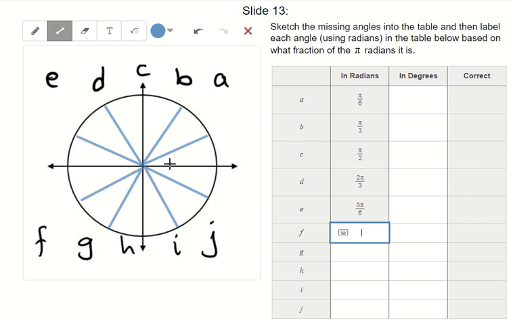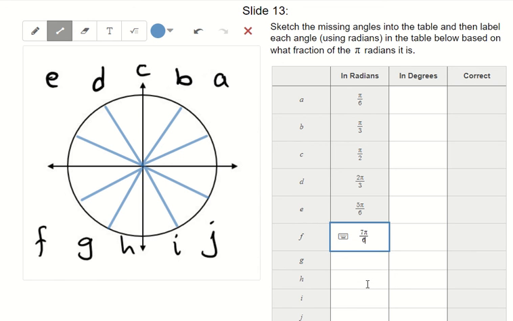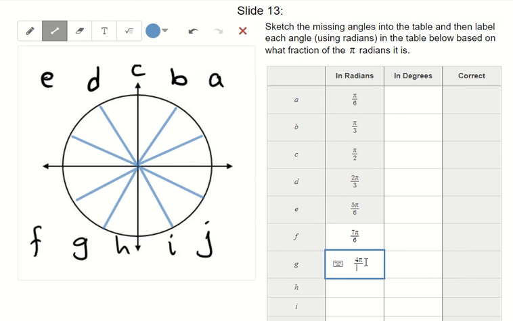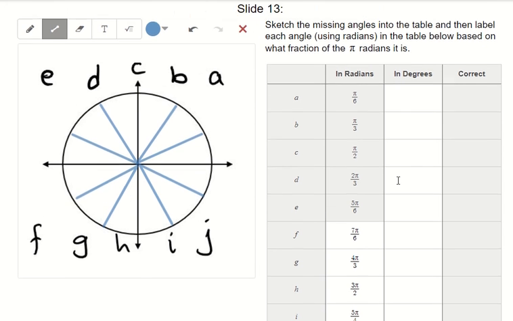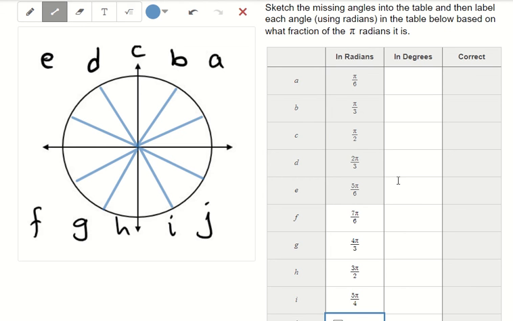This was 5 pi over 6. This would be 6 pi over 6, which is pi. So now we're at F, we're at 7 pi over 6. G is 8 pi over 6, which simplifies to 4 pi over 3. H is 9 pi over 6, which simplifies to 3 pi over 2. I is 10 pi over 6, which simplifies to 5 pi over 3. And then J, I can't really get it onto my screen, but it's going to be 11 pi over 6.